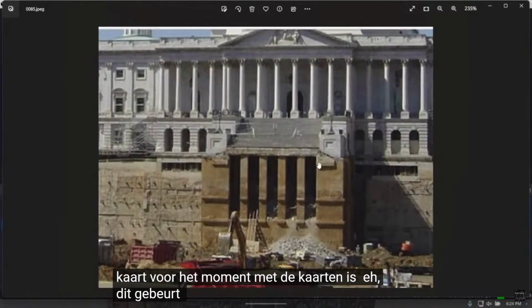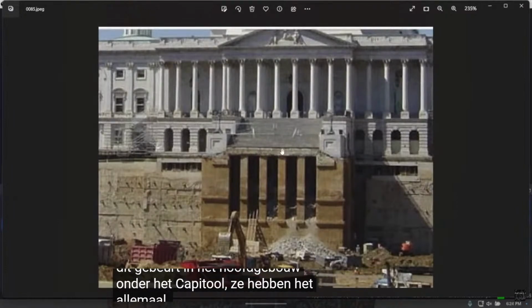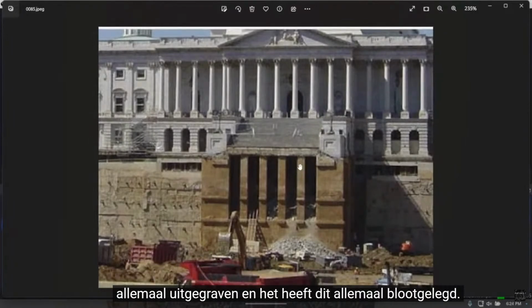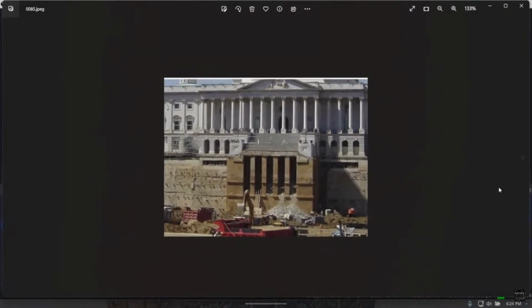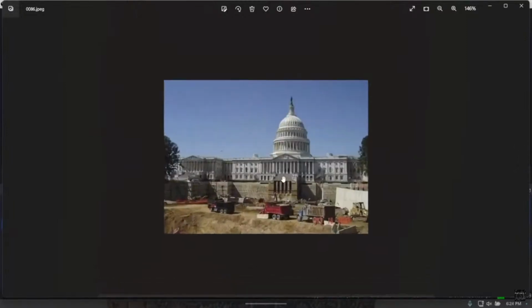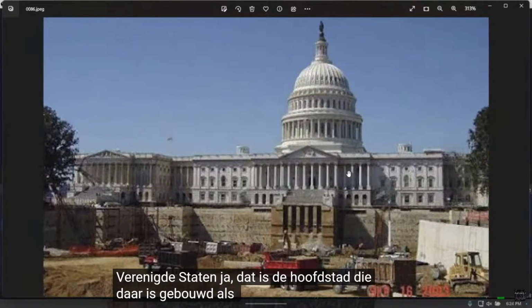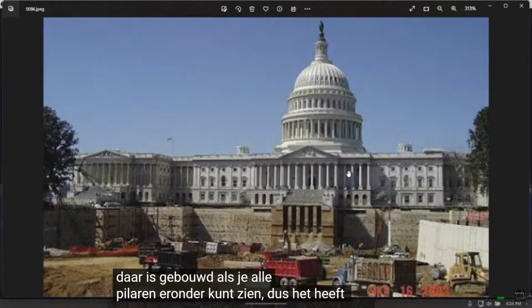Is this what happened in the Capitol building? Under the Capitol building, they dug it all out, and it exposed all of this. You may ask yourself, what is all of that under the Capitol building? So during, I think it was the Reagan administration. Capitol building in the United States? Yep, that's the Capitol building there. You can see all the pillars underneath. So it has a substructure.